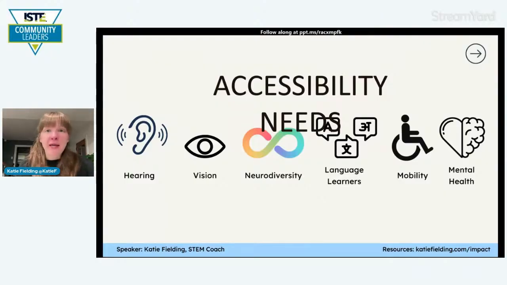The first one is hearing. So people may be deaf or hard of hearing. They may have vision needs. So they may be low vision. Most people that are blind do have some vision. So they may see light, they may see shadows. Complete blindness is more rare on the spectrum of being blind, just keeping that in mind.